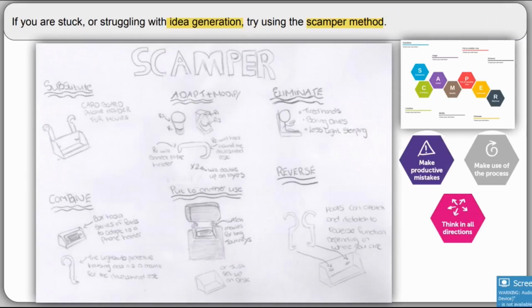Generating ideas isn't always as easy as it seems. By using the Scamper method, it breaks up the design process into smaller achievable parts. It allows the students to think in all directions and make use of the process. By making productive mistakes, the students can highlight areas of improvement. They can see what works and what best suits the brief for this design.